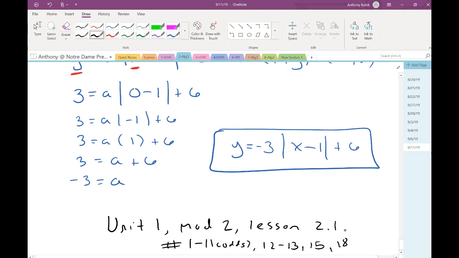So I think that, if I counted right, that's less than 10 problems there. Maybe exactly 10. 9. Yeah. So should not be too bad.